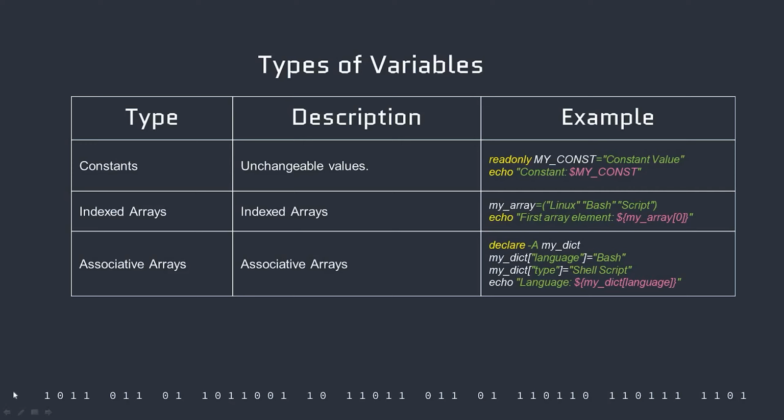Indexed arrays. An indexed array is a collection of data elements where each element is identified by a numerical index, usually starting at 0. This is one of the most common types of arrays, and it's useful when you have a series of related data items, like a list of student names.